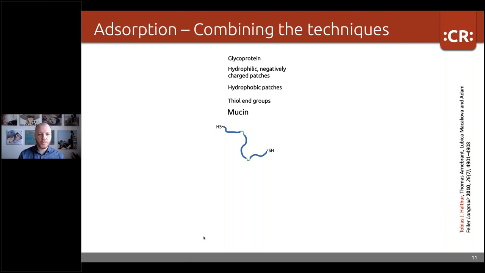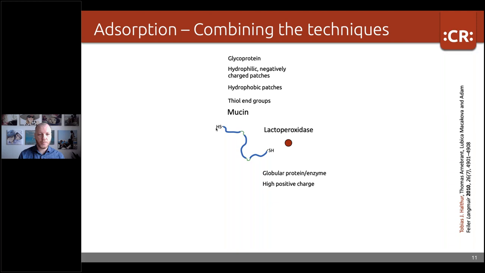So I did some work looking at adsorption of mucin, which Anna mentioned. And mucin is a glycoprotein. So it's actually a very long, extended protein, and it has hydrophilic, negatively charged patches, glycosylated patches. Then it also has some hydrophobic patches, sort of naked patches, and some thiol end groups.